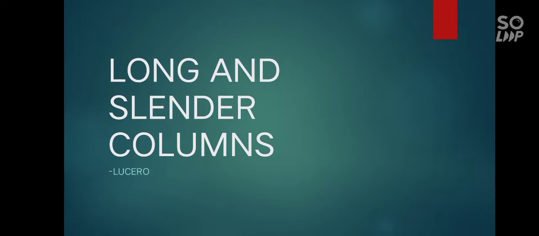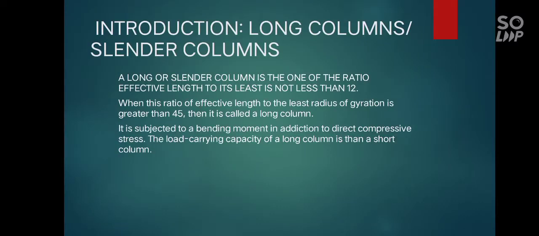So our topic to discuss today is long and slender columns. A long or slender column is one where the ratio of effective length to its least radius of gyration is not less than 12. When this ratio of effective length to the least radius of gyration is greater than 45, then it is called a long column. It is subjected to a bending moment in addition to direct compressive stress. The load carrying capacity of a long column is less than a short column.